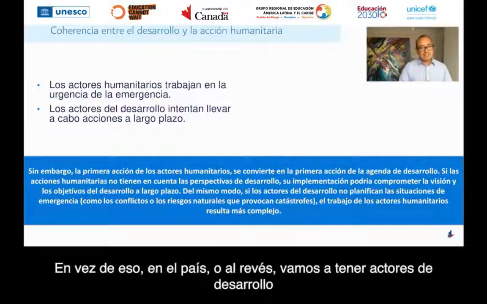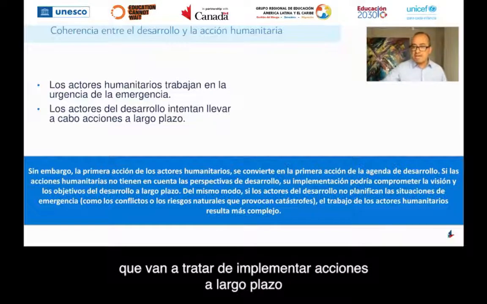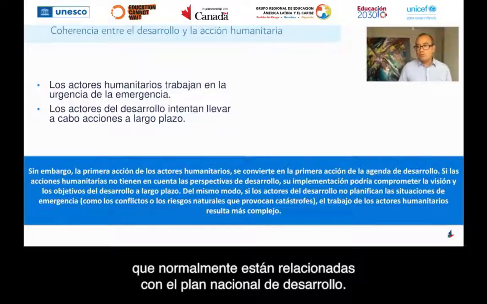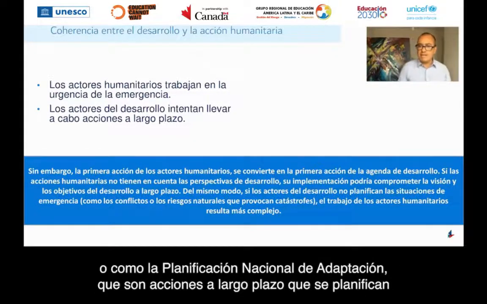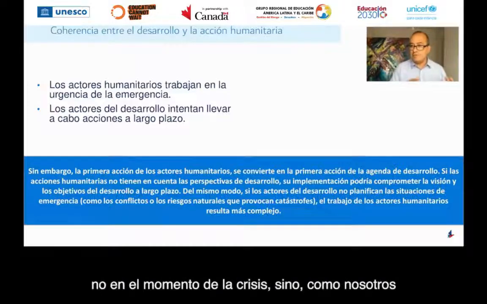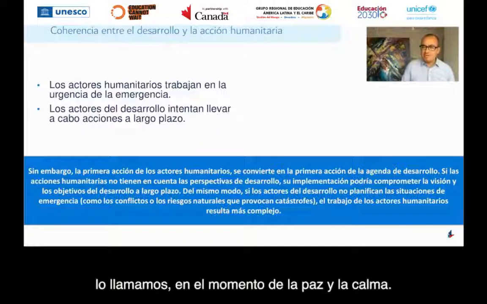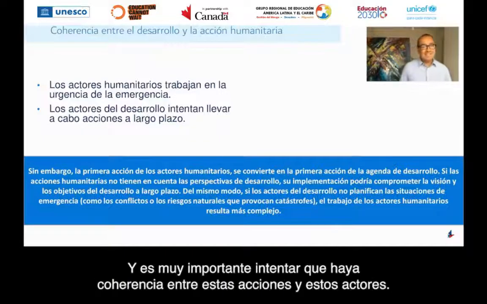In the opposite, we have development actors that try to implement long-term actions that normally are related to the national development plan, with other strategies like the National Disaster Risk Reduction Planning or the National Adaptation Planning, which are long-term actions that are planned not in the moment of crisis, but, as we call it, in the moment of peace and calm. And it's very important to try to have coherence between these actions and these actors.